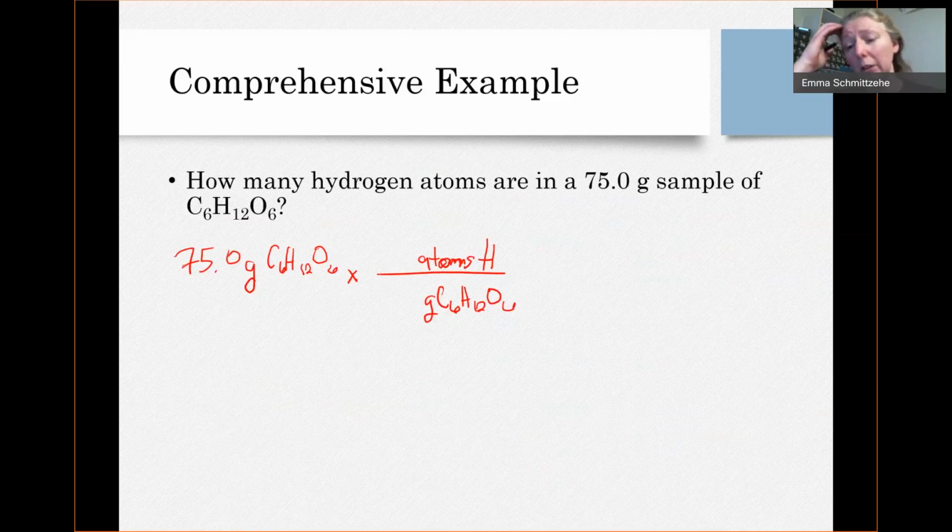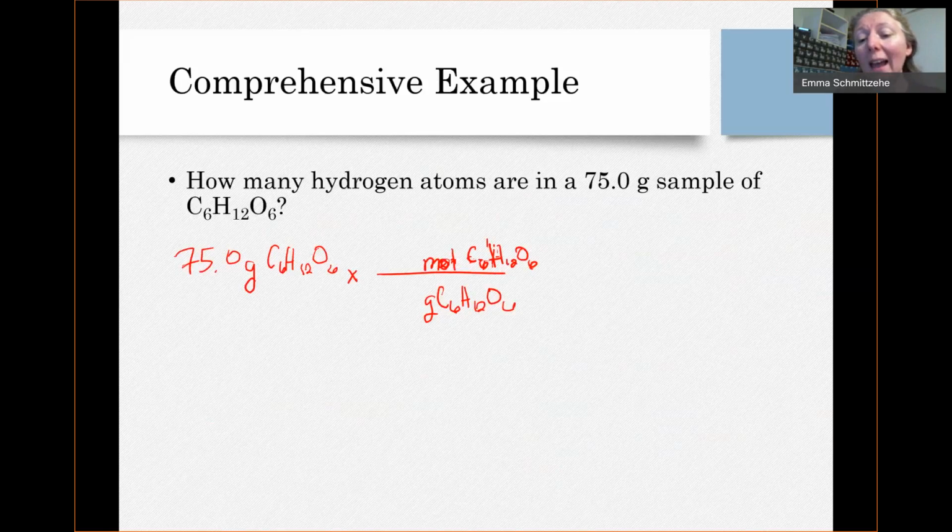And then you stop and think, well, how do I relate those? Well, you don't have a way to relate hydrogen atoms directly to grams of some compound. So I'm going to erase that top. That's not what we want. I have to think about what I can relate a mass of a compound to. And like I said before, if you don't know what to do, probably your best bet is to convert to moles. So that's what we're going to do. We're going to go from grams of C6H12O6 to moles of C6H12O6.